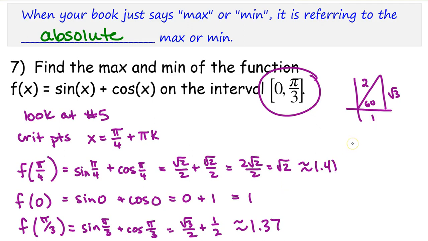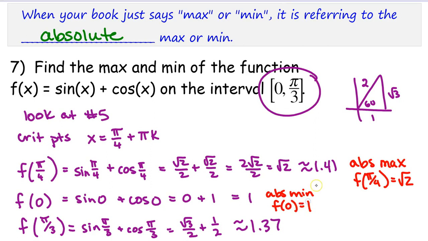So looking at those, we can see that the absolute maximum is square root 2. And that happens at pi over 4. And the absolute minimum is 1. And that happens at x equals 0.